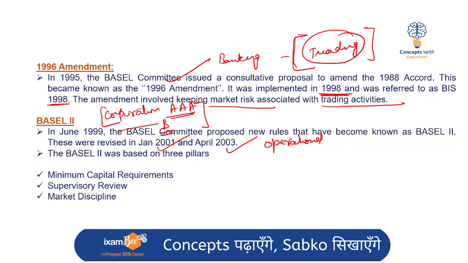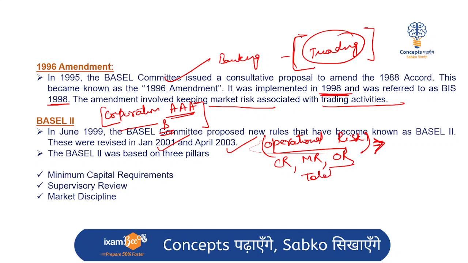Apart from credit risk and market risk, there was one more risk which was addressed, which arises mainly because of day-to-day operations, technical glitches, or any frauds by the employees or any other stakeholders. All these things are involved in the operational risk. This risk was also addressed. So in pillar 1, the minimum capital requirement was calculated not only for credit risk and market risk, but also for operational risk.